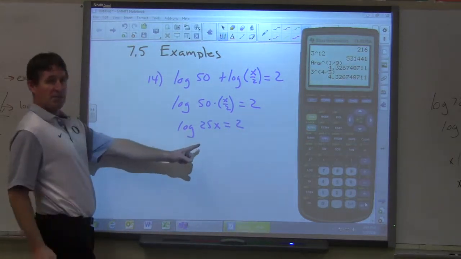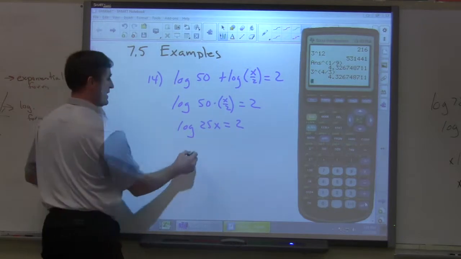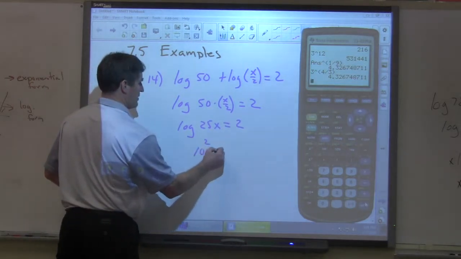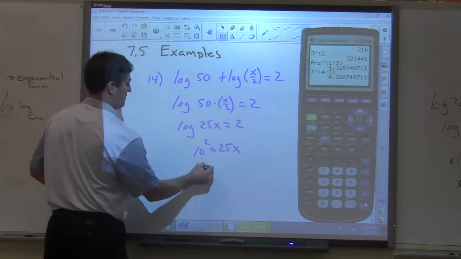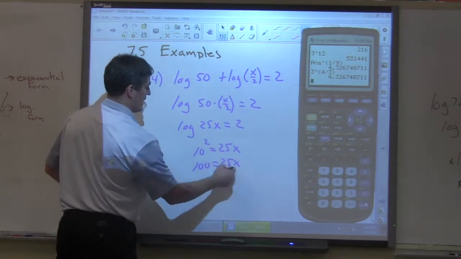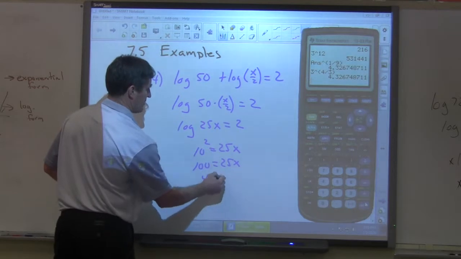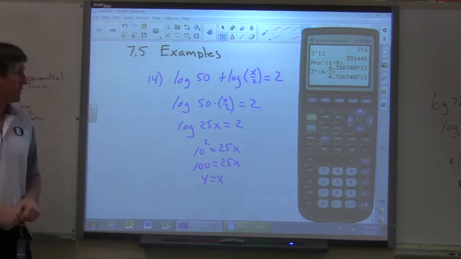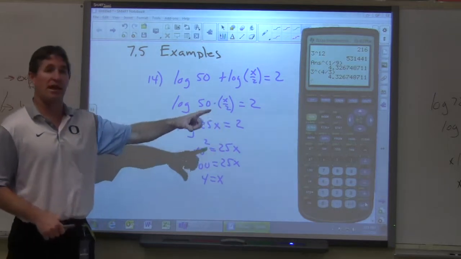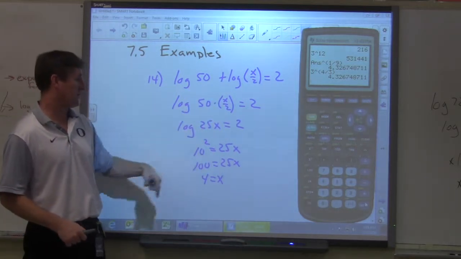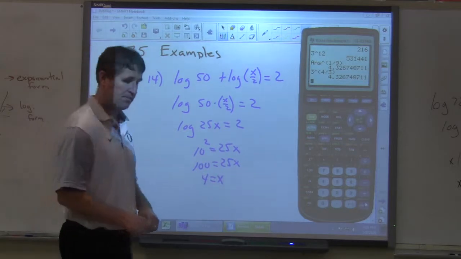Now we can put it in exponential form. There's no base, so that's base 10. So 10 squared equals 25x. 10 squared is 100. And then divide by 25, so x equals 4. Again, the key, get to a single logarithm so you can get it out of logarithm form and into exponential form, and then solve for x.